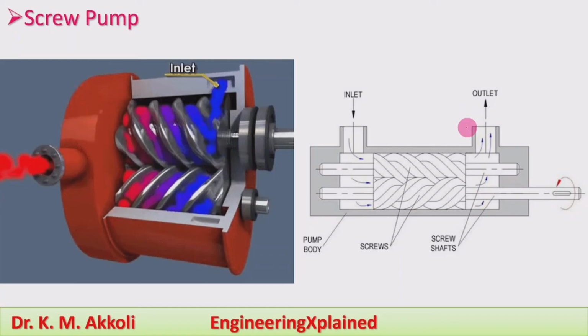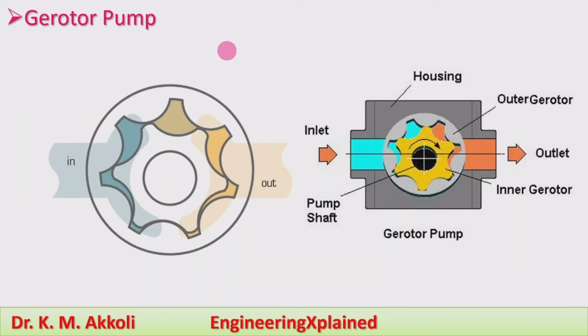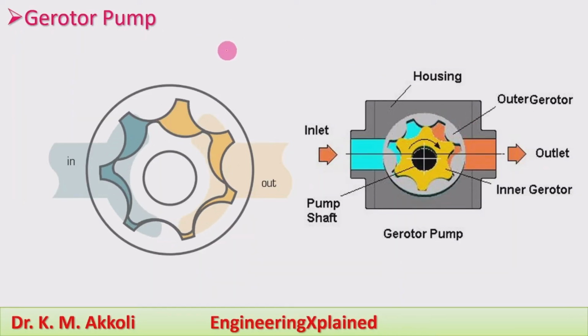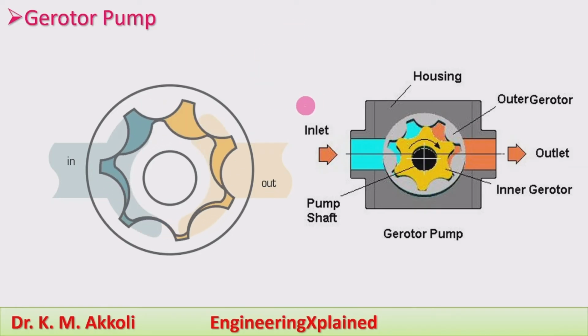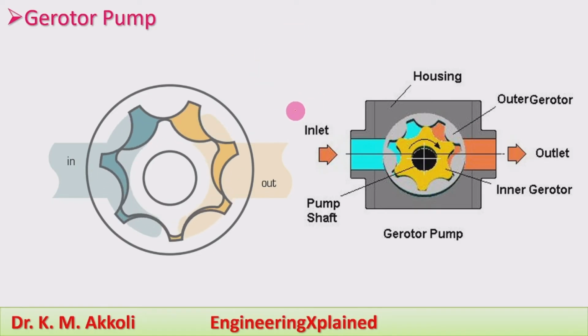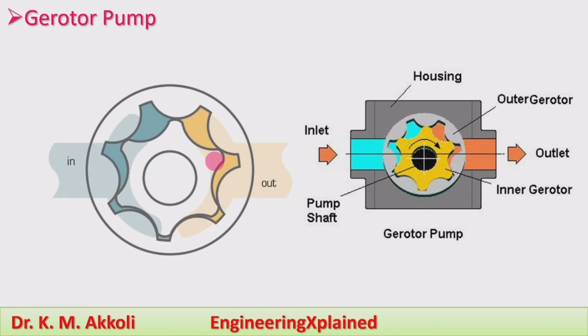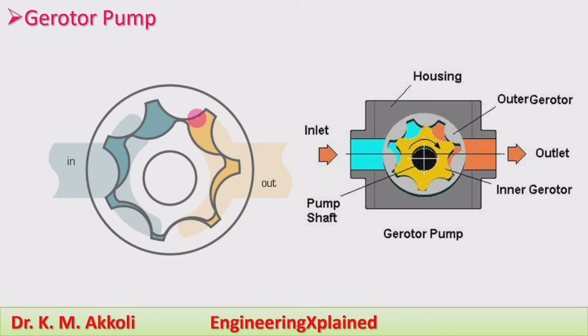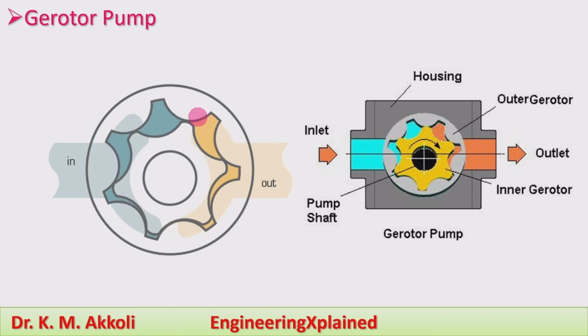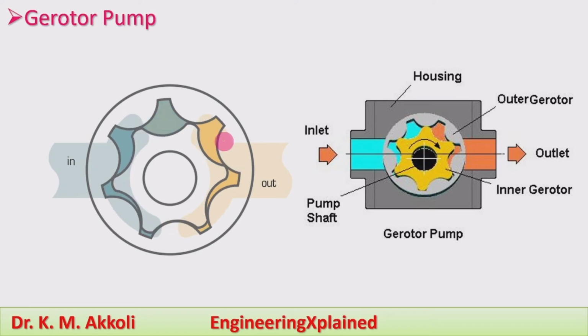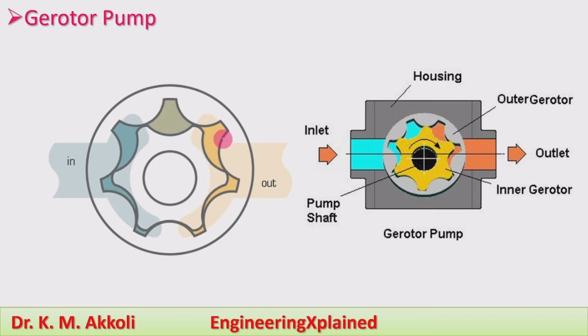Okay, moving to the next one. Last, that is the generator pump. The generator pump is similar to the internal gear pump, but here only the eccentricity is used. We use the eccentricity of the inner and outer generator, not the crescent. It is similar to the internal gear pump.